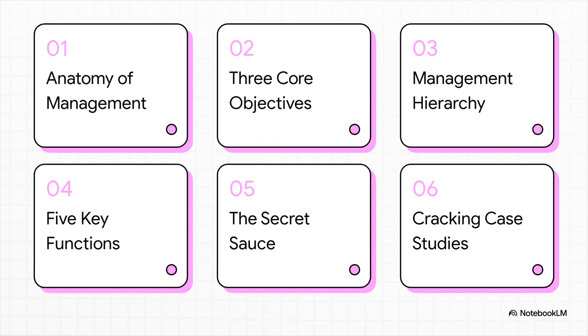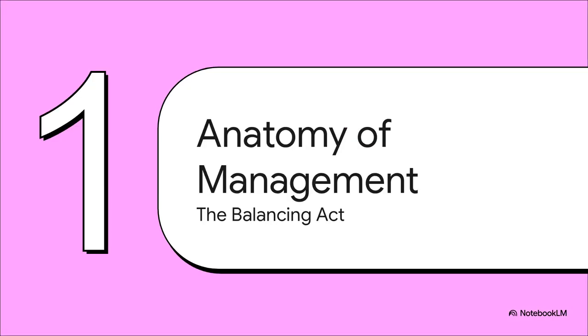Okay, here's our game plan for today. We'll start with the anatomy of good management, then look at the 3 core objectives, climb the management hierarchy, break down the 5 key management functions, and reveal the secret sauce, coordination. And finally, we're going to wrap the whole thing up with the ultimate exam playbook for cracking those tricky case studies. Let's jump into Section 1, Anatomy of Good Management, also known as the balancing act.